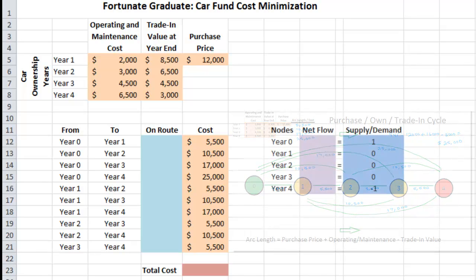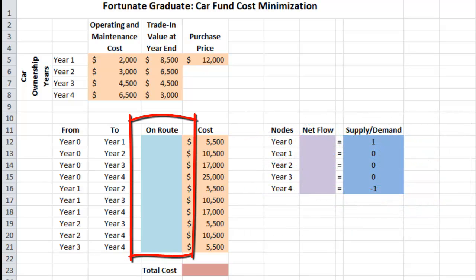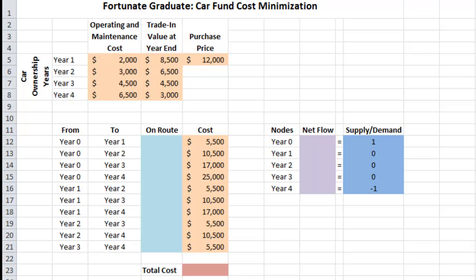Now the en route column, which is the blue column down the middle, that's actually what Excel is going to find for us. And what it's going to do, it's going to put either a 0 or a 1 in each one of those cells. Now, if it puts a 0 in that cell, that is not an arc we are going to take. If it puts a 1 in that cell, we will take that arc. So as we go through there, we could have anywhere from 1 to 4 1s. It will just depend on what creates the route with the least cost.